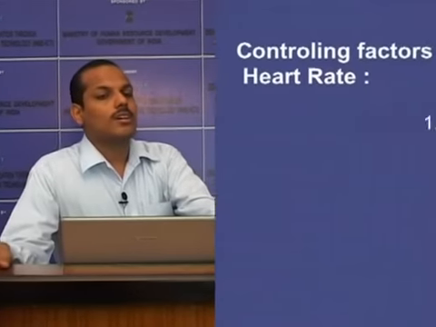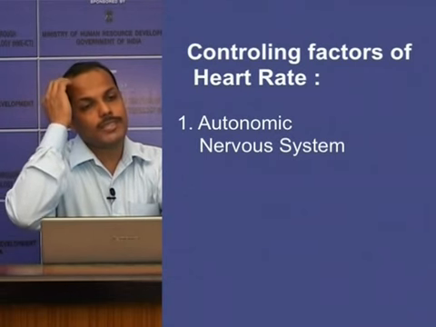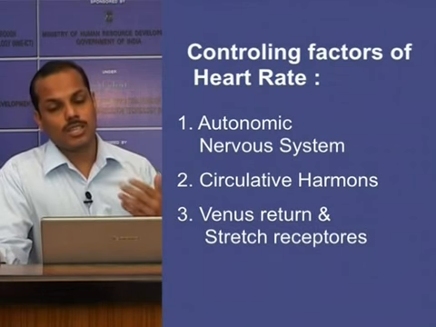Now, the factors which control the heart rate. There are mainly 3 factors which control the heart rate. First one is the autonomic nervous system, which may be either sympathetic or parasympathetic. Second one is circulating hormones. And the third one is venous return and stretch receptors. Autonomic nervous system: the heart is stimulated by sympathetic activity and inhibited by the parasympathetic cardio-inhibitory centers. Now, the vagus nerve carries parasympathetic preganglionic fibers to the small ganglia in the cardiac plexus.